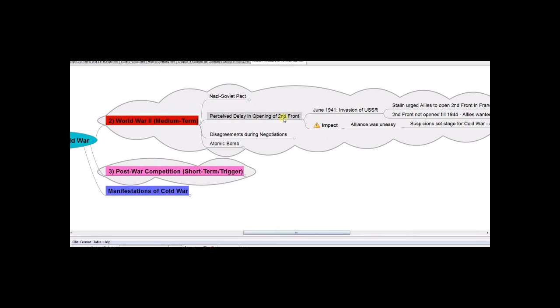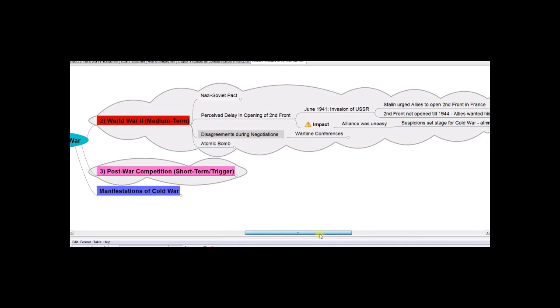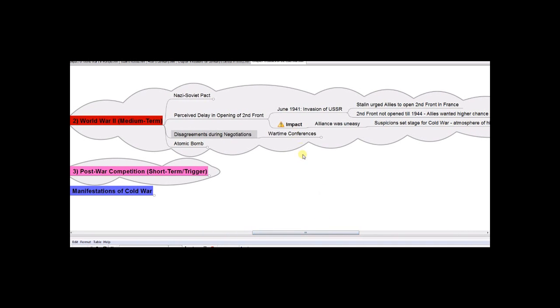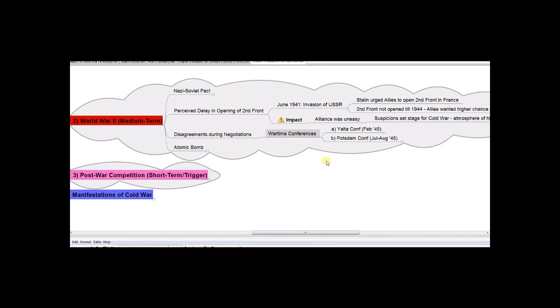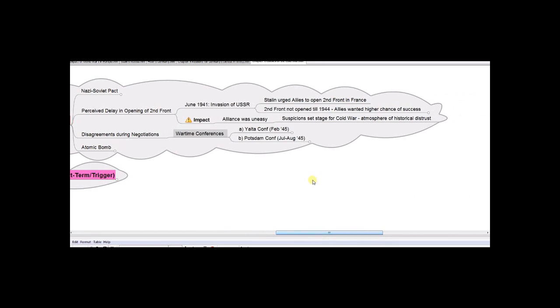Okay, so in addition to the perceived delay of the opening of the second front, you also had disagreements during negotiations, and we're going to focus on wartime conferences, so basically wartime meetings between the big powers during World War II itself. We're going to look at two main conferences, the Yalta Conference and also the Potsdam Conference, both in 1945 towards the end of World War II.